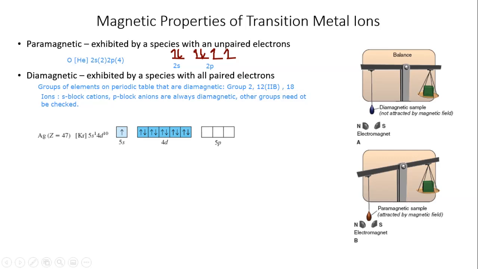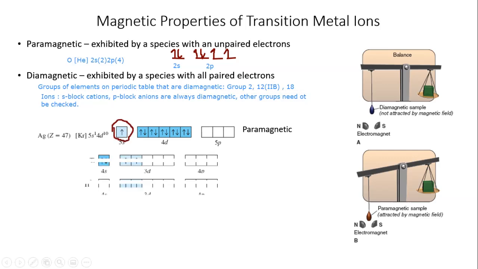So here we have silver. Remember, silver is an exception, 5s1 4d10. So silver is paramagnetic because it has a lone electron in it. Tin is paramagnetic, and so is tin 2 plus. Because remember, with d block transition metals, you take from the s first. So tin and tin 2 plus are paramagnetic. However, tin 4 plus would be diamagnetic.